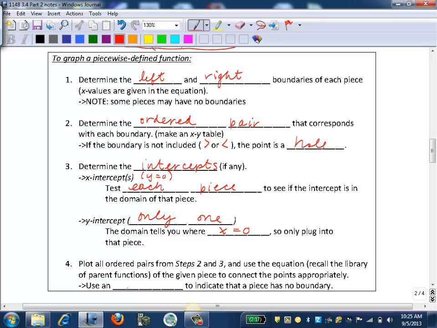And then we want to remember that we want to use an arrow to indicate if a piece has no boundary. So if the piece goes infinitely, x greater than or equal to 1, for instance, we want to put an arrow on the end of it on that graph to show that it goes infinitely to the right. And we'll show you that in some examples here now.